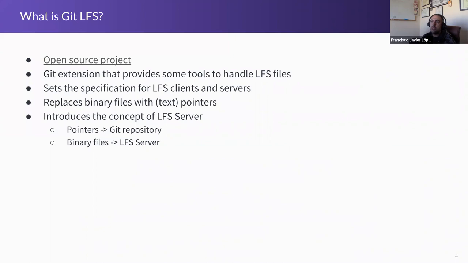What Git LFS basically does is replace binary objects with text pointers. These text pointers go into the Git repository, while the binary files go to the LFS server. Let me show you something really quick.